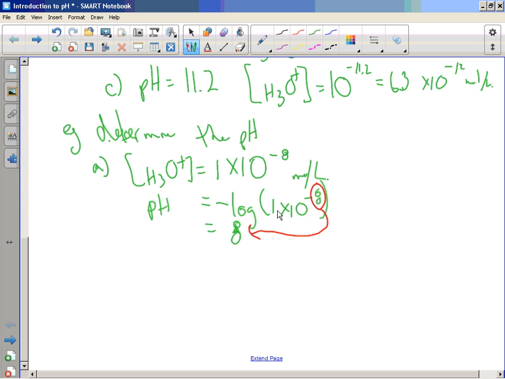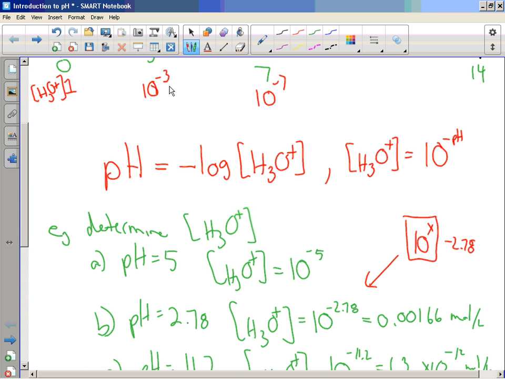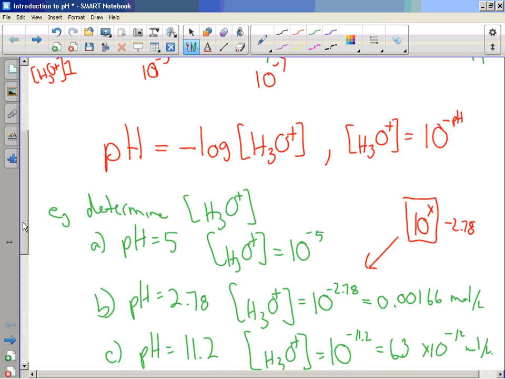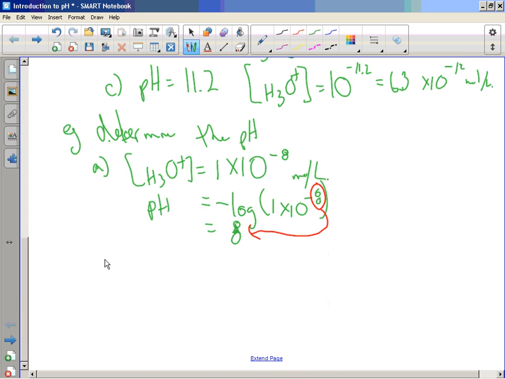Now the question is, what if this isn't a nice 1? Because in my table up top, all of these guys up here that I just write as 10 to the negative 3, it's actually 1 times 10 to the negative 3, right? So what if it's not a nice 1? What are we going to get there? Well, let's do some examples on that. B.